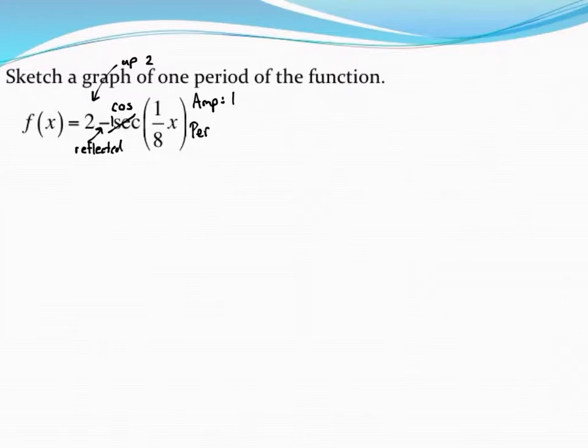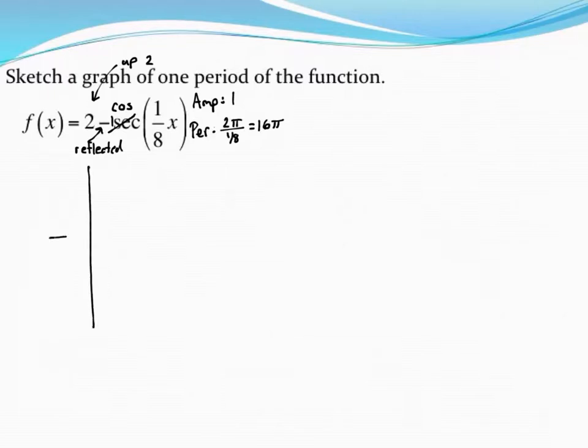And then finally, it's going to be important to note the period of the graph. The period of the cosine function is 2 pi divided by the b value, which in this case is 1/8. 2 pi divided by 1/8 gets you 16 pi for the period. So using all that information, I should be able to get a quick sketch of what the cosine wave would look like. So then I can graph the secant function.